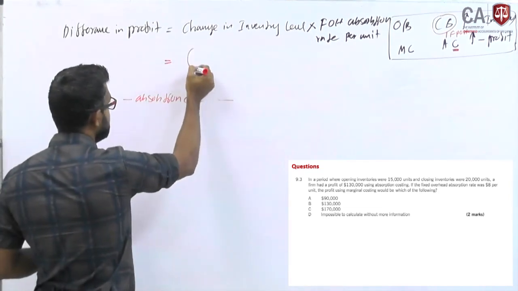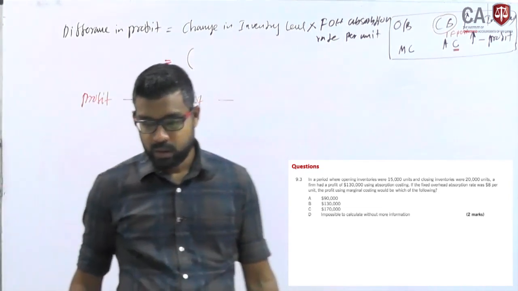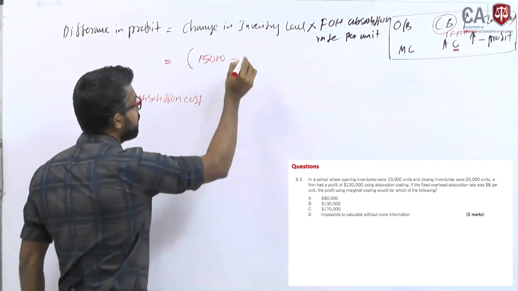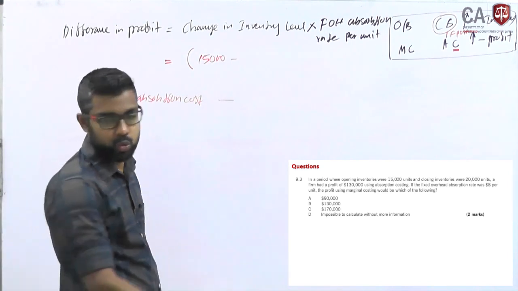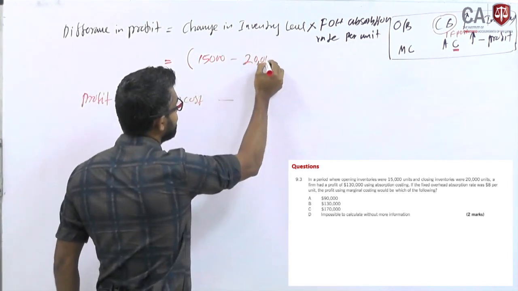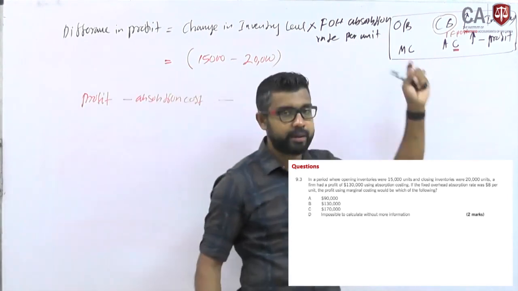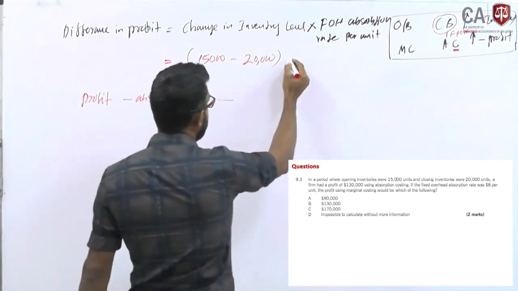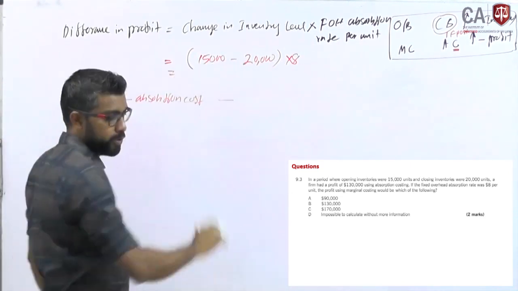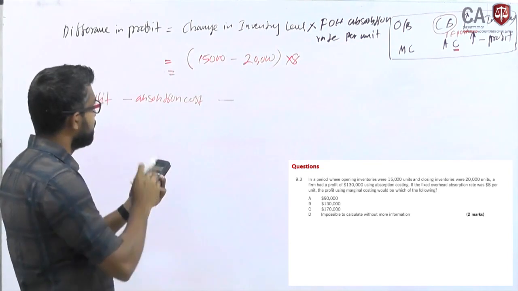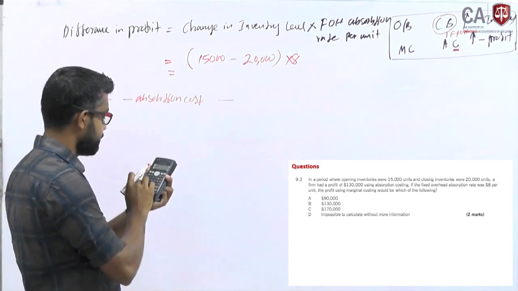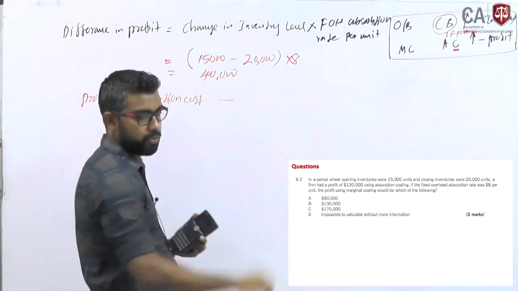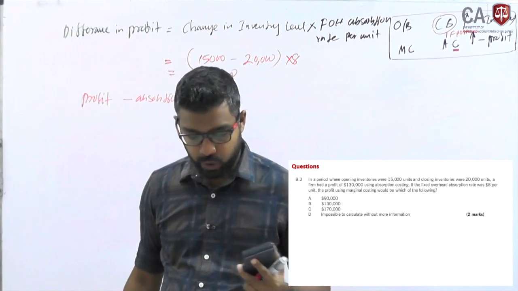Change in activity level. Opening inventory 15,000 has increased to 20,000, which means under absorption costing profit should be higher. Absorption rate they have given, 8. Change in profit should be how much? 5,000 into 8, 40,000. Change in profit should be 40,000.